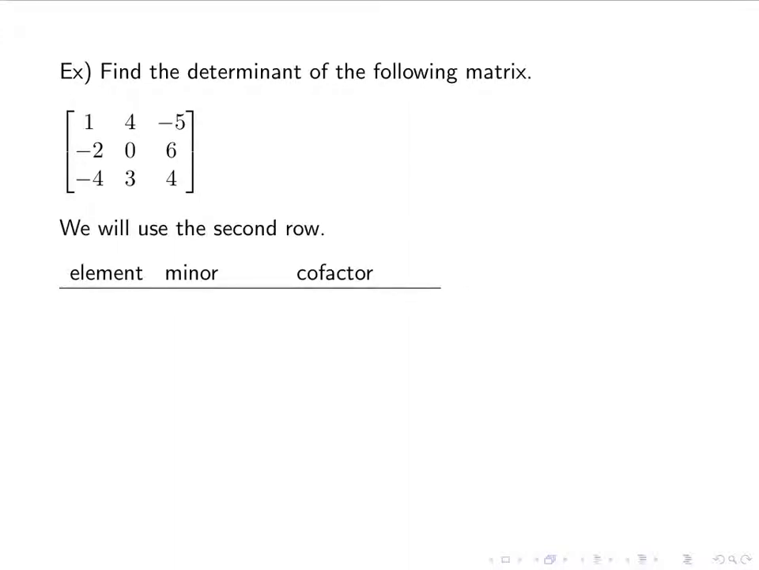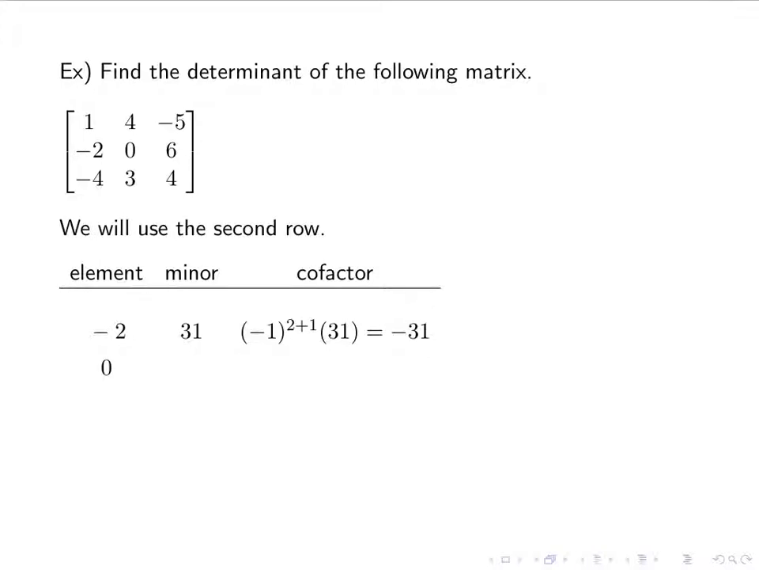Again, I have my table. My first element in the second row is negative 2. When I get rid of it, I have 4 and negative 5, 3, 4. So I have 16 plus 15, which gives me a 31. Negative 2 is in the first column, second row, so that's negative 1 to the 3 times 31, which gives me negative 31.